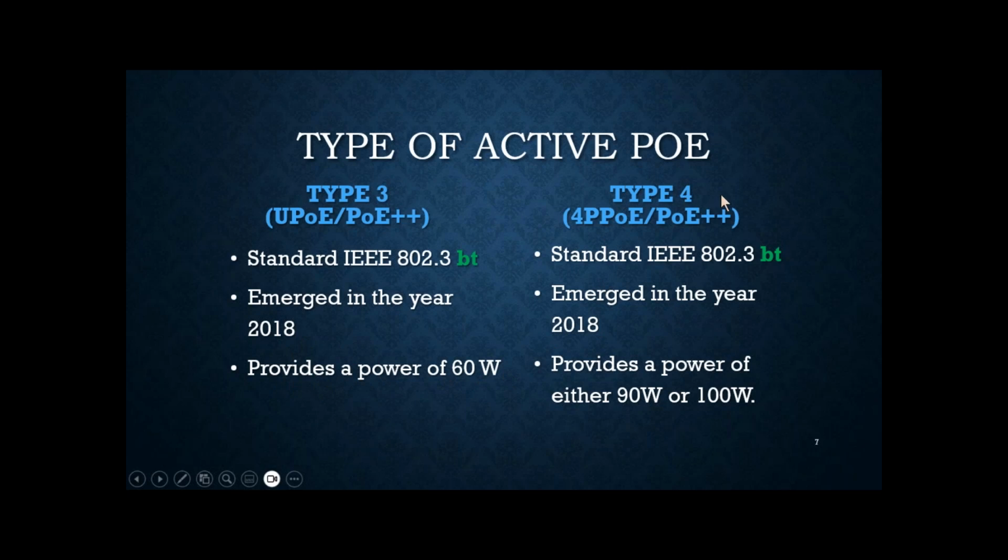And we have also type 4, also known as 4PPoE. This standard works under the IEEE 802.3bt, emerged in the same year, and provides a power of either 90 watts or 100 watts.